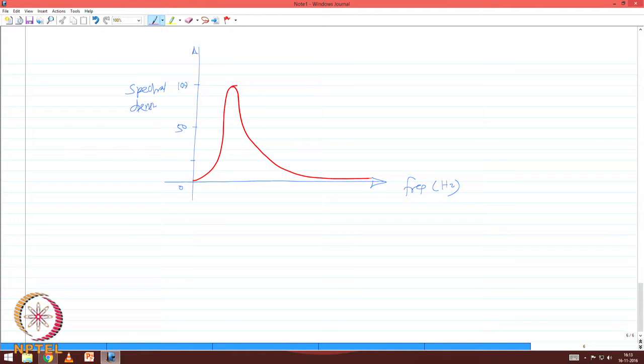A typical spectrum is plotted like this. Let us say frequency is plotted in hertz and spectral density is plotted, let us say 0, 50, 100. The typical spectrum looks like this. So, the peak occurs at about 1 hertz and this value is about 90. So, this is a typical ice spectrum plot.